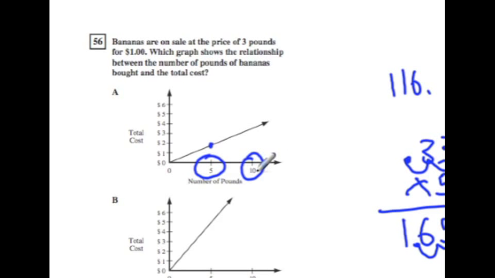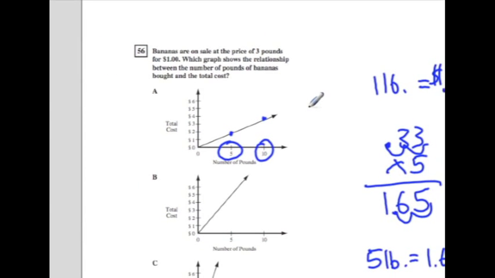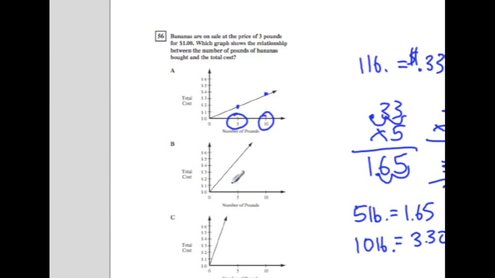So 10 pounds is $3.30, remember? So $3.30, I'm going to guess, is right here. This one looks like it's pretty dead on. Let me just check the other ones to make sure that it is that one. So let's do the 10 on B. 10 pounds is $3.30. As you can see, it's nowhere close. According to this graph, B, 10 pounds of bananas should be over $6, and that's just not correct. So I'm going to cross that one out.